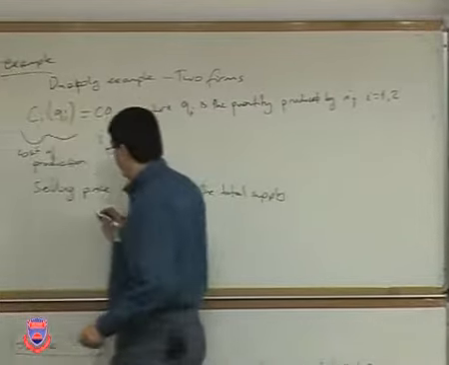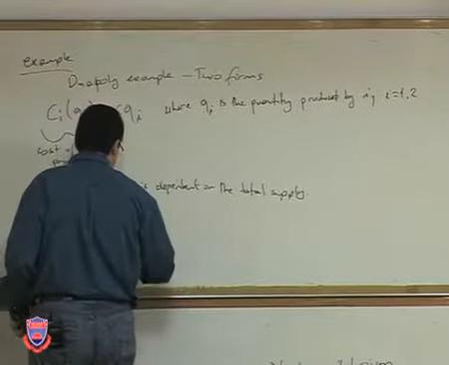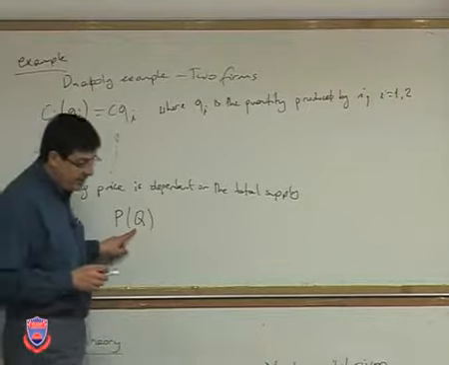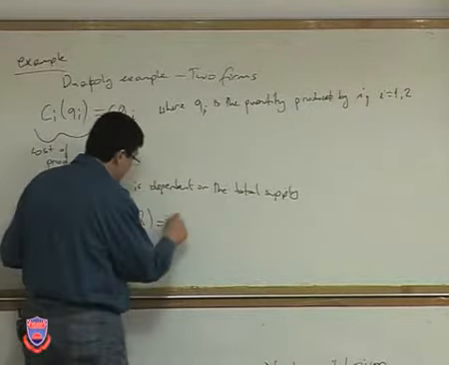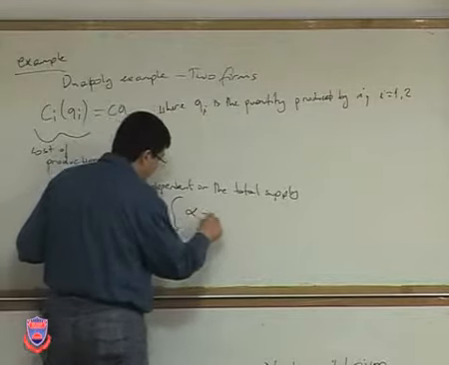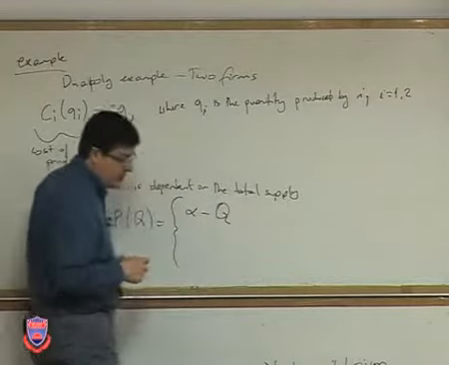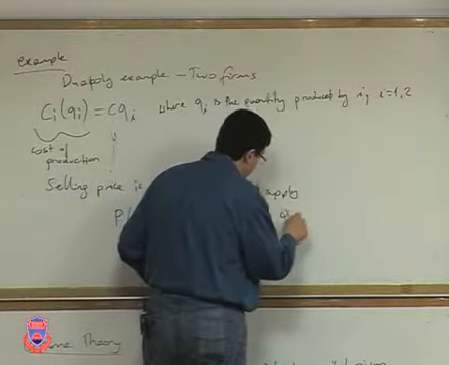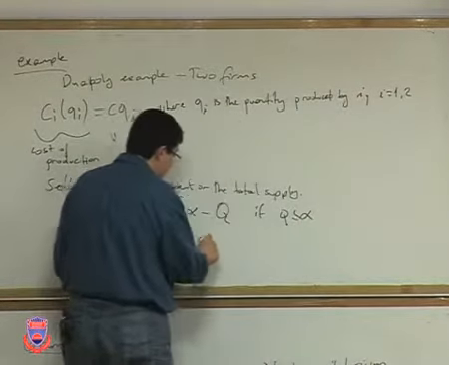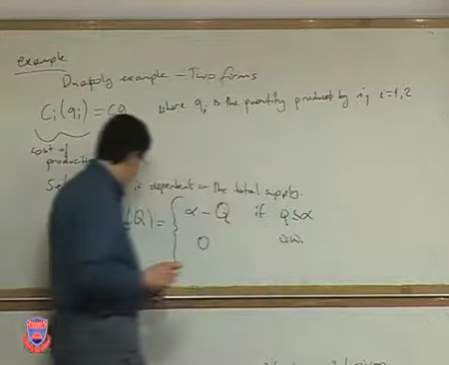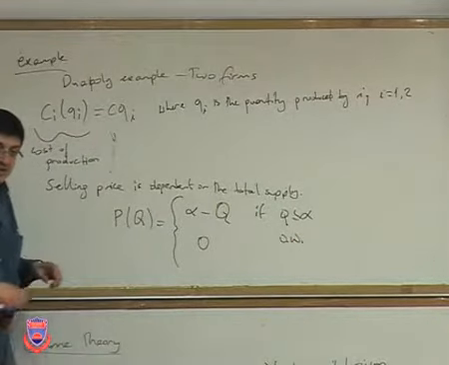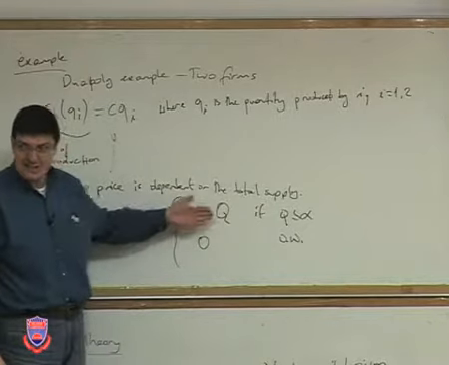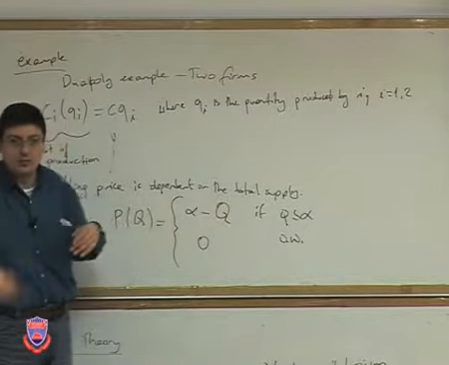So the price is given by, if Q is the total supply in the market, P of Q represents the price, and P of Q is simply alpha minus Q if Q is less than or equal to alpha. It is 0 otherwise. So this is the price structure. As you can see, as we increase the supply in the market, the price goes down.